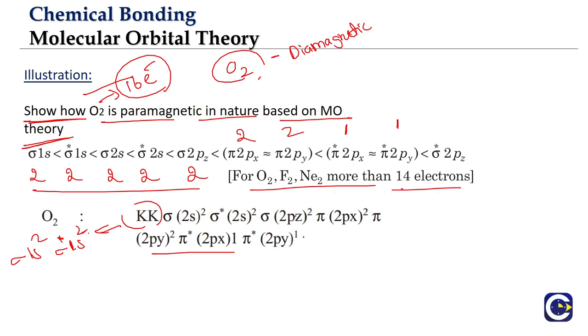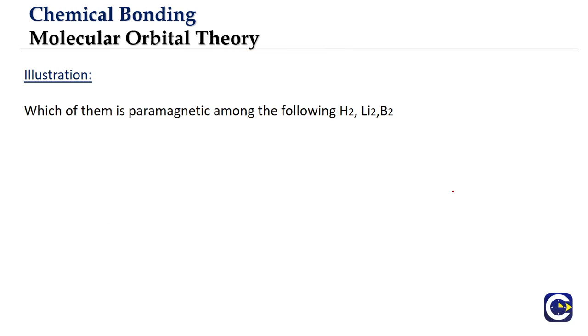What we can clearly see is that in pi star 2px and pi star 2py, there are unpaired electrons. How many unpaired electrons are there? 2 unpaired electrons. So the paramagnetic nature of the diatomic oxygen molecule is because of these unpaired electrons. We'll go to the next question.